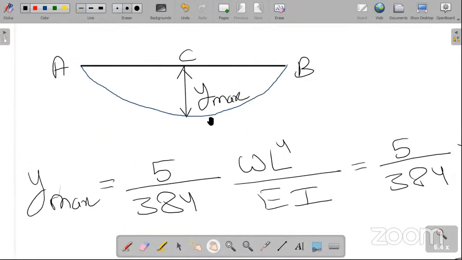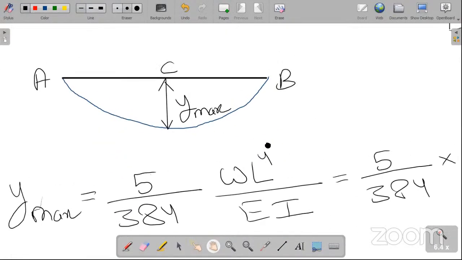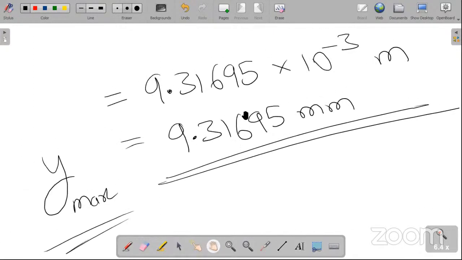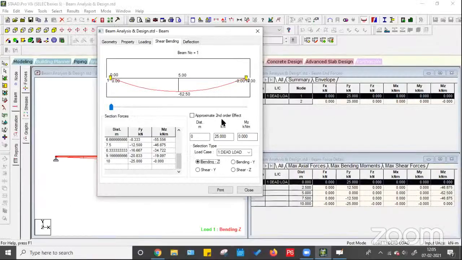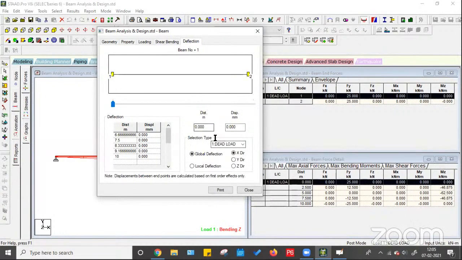And what about deflection? You might be wondering, where is the deflection now? Where are we getting this value, 9.31695? Let me show you that as well. Right now we are looking at shear bending. Just click on deflection if you want to see deflection, and select whichever deflection you want to see, X, Y, or Z.